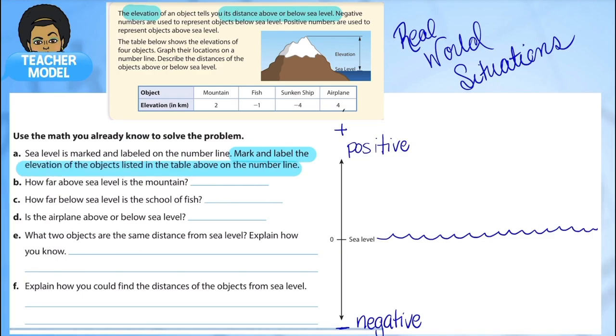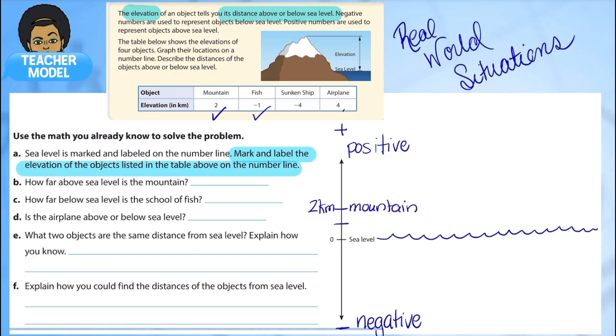So we're going to start with the very first one, which is a mountain. Something to also note, the elevation here is in kilometers, so we know what units we're really working with. Our first object is a mountain. A mountain is 2 kilometers. So I'm going to start from my 0, and I'm just going to count 1, 2. I'm going to mark that in there. Here's 2 kilometers, and I'm going to write mountain.